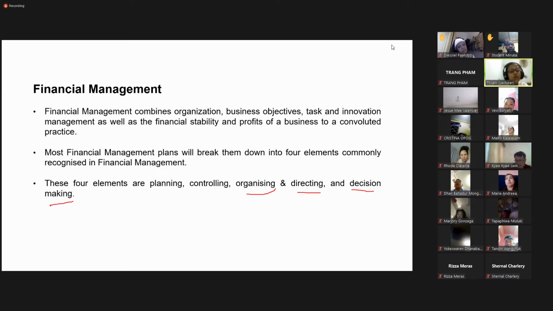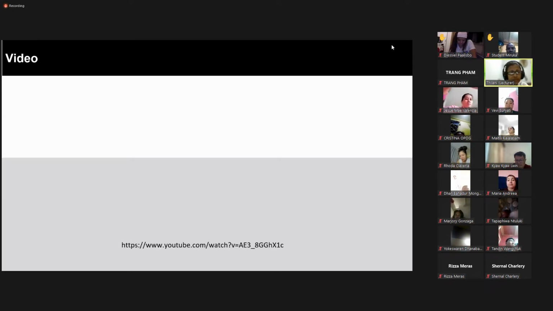As you know, financial management is very important for any organization, even for not-for-profit organizations. You need to have funds to run even a service organization, an NGO, any kind of organization. You need to have good financial management. I'm sure everyone will agree with that.